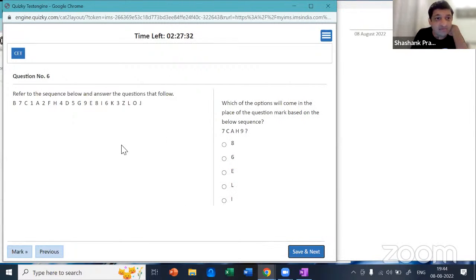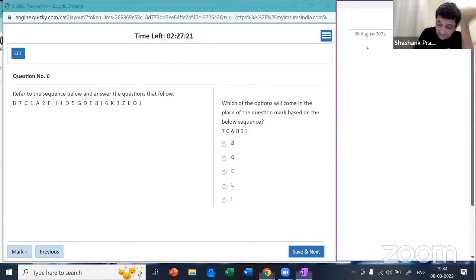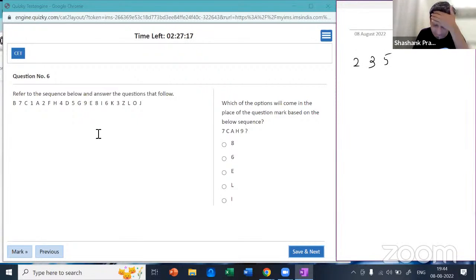Which of the following will come in front of the question mark? 7C. Okay, 7 is the second one, C is the third one. Prime. 5 is A. So 2, 3, 5. I hope it's prime. So A is 5, 6, 7, 8.